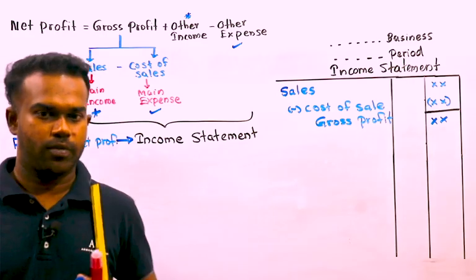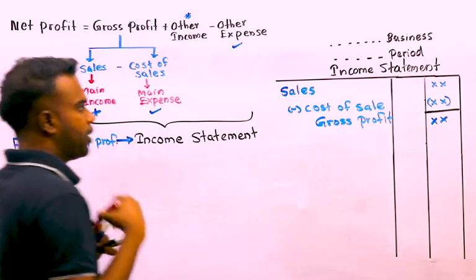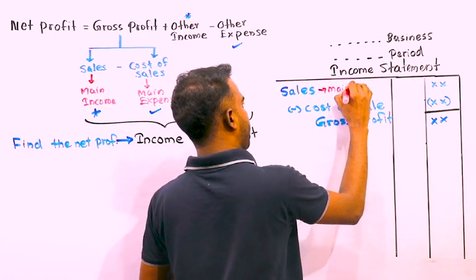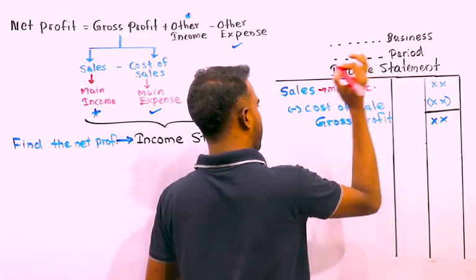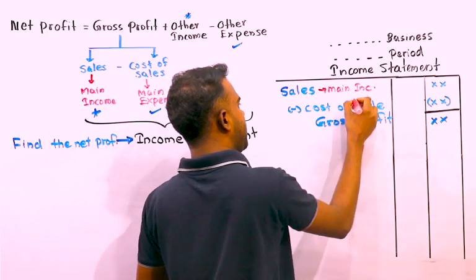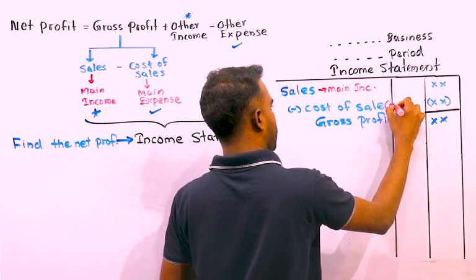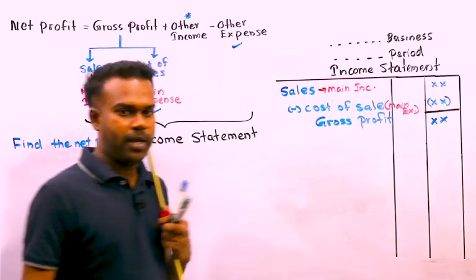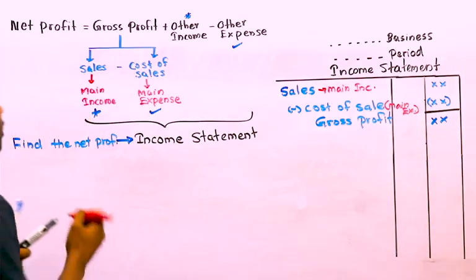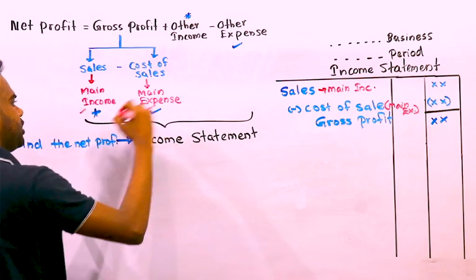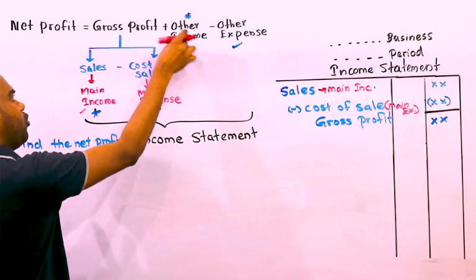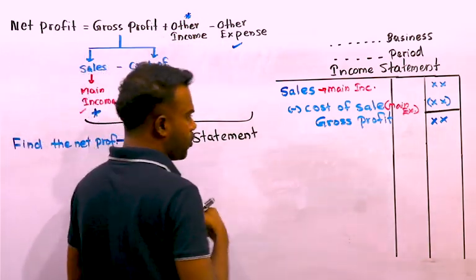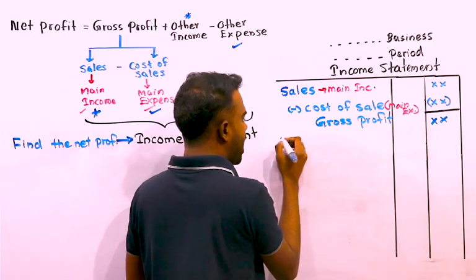Understood? Gross profit. Therefore, I think sales should be the main income. Right? Cost of sales should be the main expense for the business. Understood? Therefore, you can now present these two. Then first figure, okay. Then what do we have to do? We have to consider the next one, other incomes. Other incomes, plus, no. Therefore, you have to add it. Other incomes here we added.